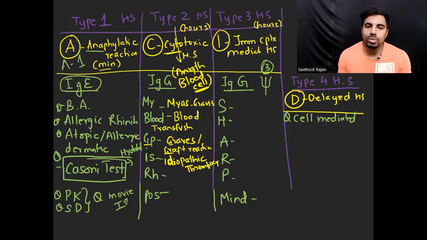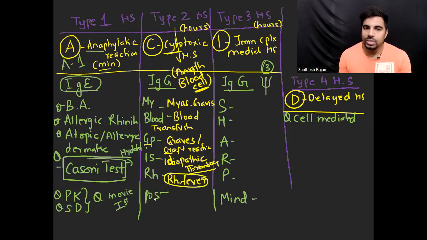Thrombocytopenic purpura. The idea is platelets. That's blood only. So that's what I'm saying, anything with the blood cell. RH is basically rheumatic fever. Remember, rheumatic fever, not the rheumatoid arthritis. This is also a question they can ask.